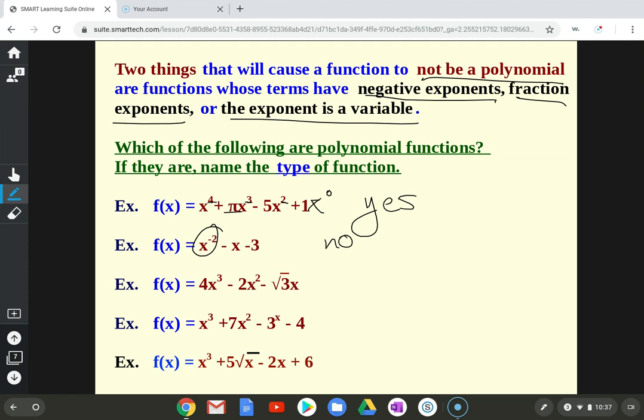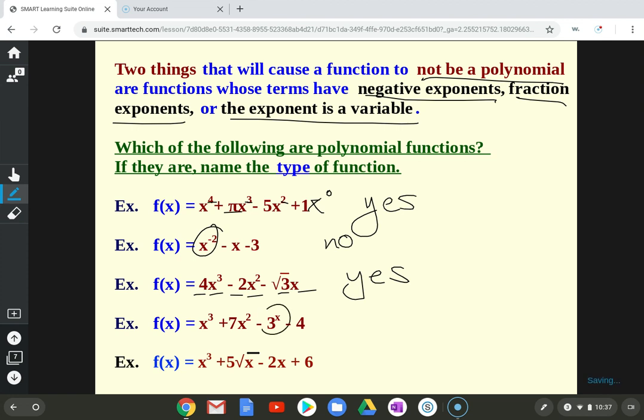The next one, we have positive exponent, positive exponent, positive exponent, all real coefficients. Yes, this one is fine. The next one, we have a problem. Take a look. Do you see the problem?